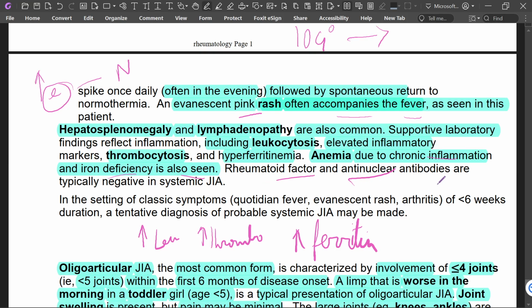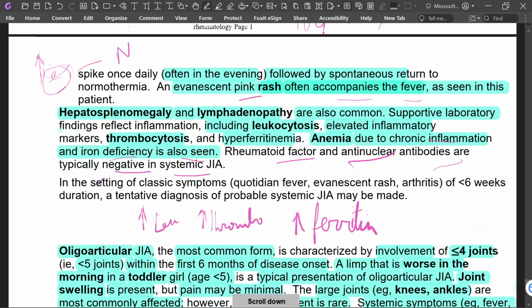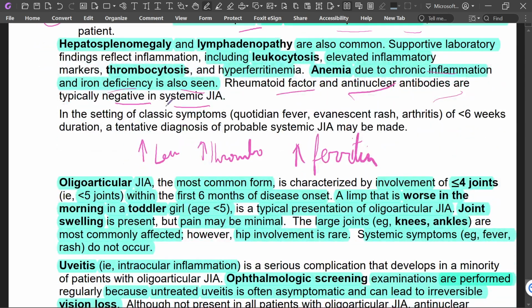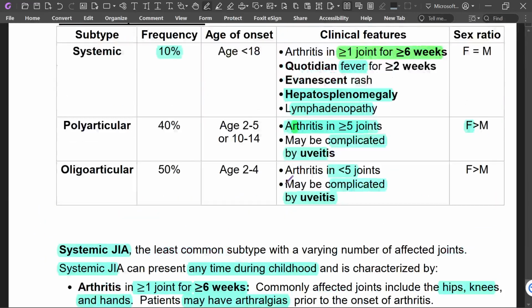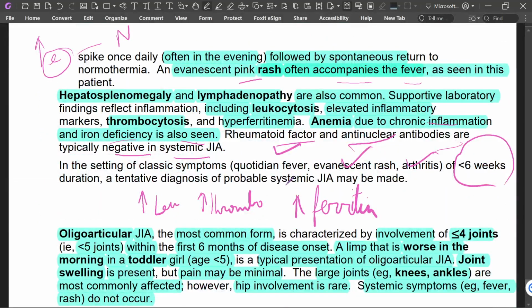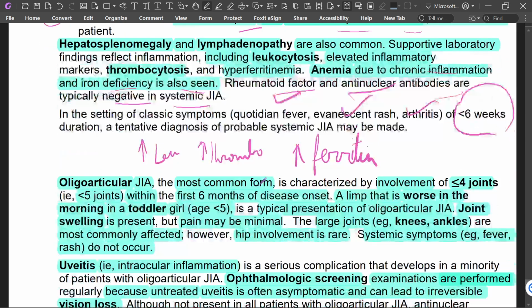Rheumatoid factor and anti-nuclear antibody are typically negative in systemic JIA. In the setting of classic symptoms, quotidian fever, evanescent rash, and arthritis of more than 6 weeks duration, a tentative diagnosis of probable systemic JIA may be made.